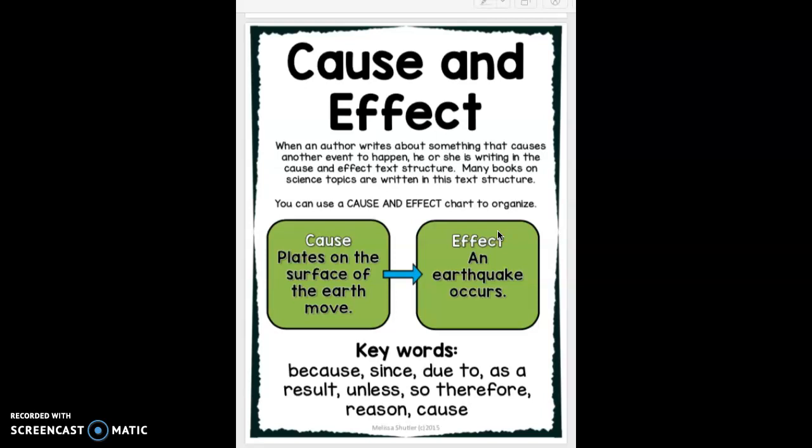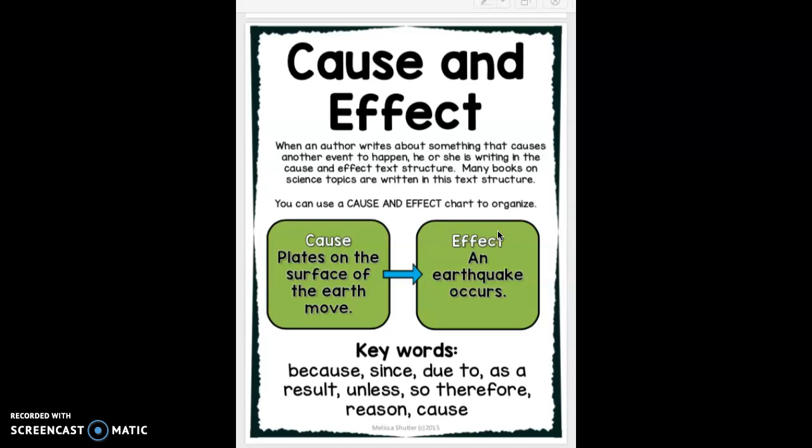To think about it, the cause here, plates on the surface of the earth move. We know that. Remember my favorite talk about Pangea last year. The effect is that maybe an earthquake occurs. And actually there was an earthquake just recently in Salt Lake City. So those plates underneath us are always moving. Cause, the plates are moving. The effect is that there's an earthquake. Words are because, since, due to, as a result, unless, so, therefore, things like that. Cause and effect is another different type of text structure.